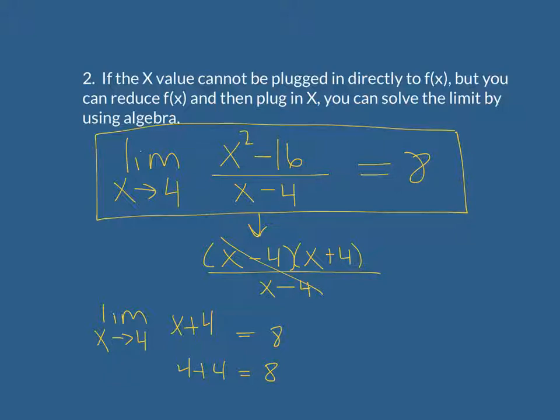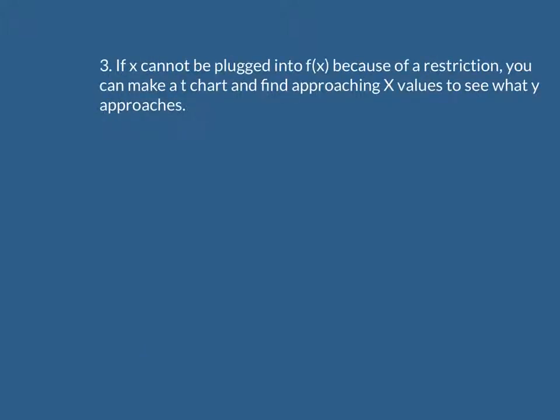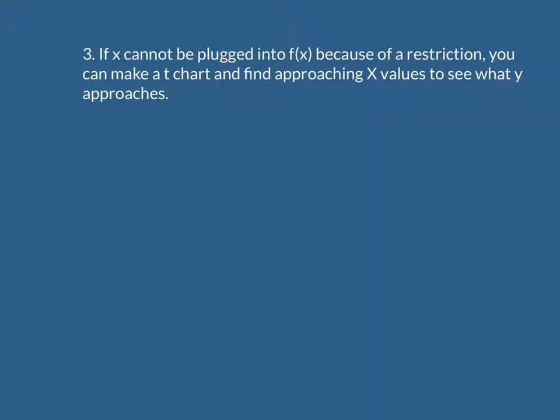And it is going to be making a t-chart, so let's look at that. All right, so once again, if x cannot be plugged into the function because of a restriction, you can make a t-chart and find approaching x values to see what y approaches. So let's take a look at our last problem we just did. So we had the limit as x approaches 4, x squared minus 16 over x minus 4.